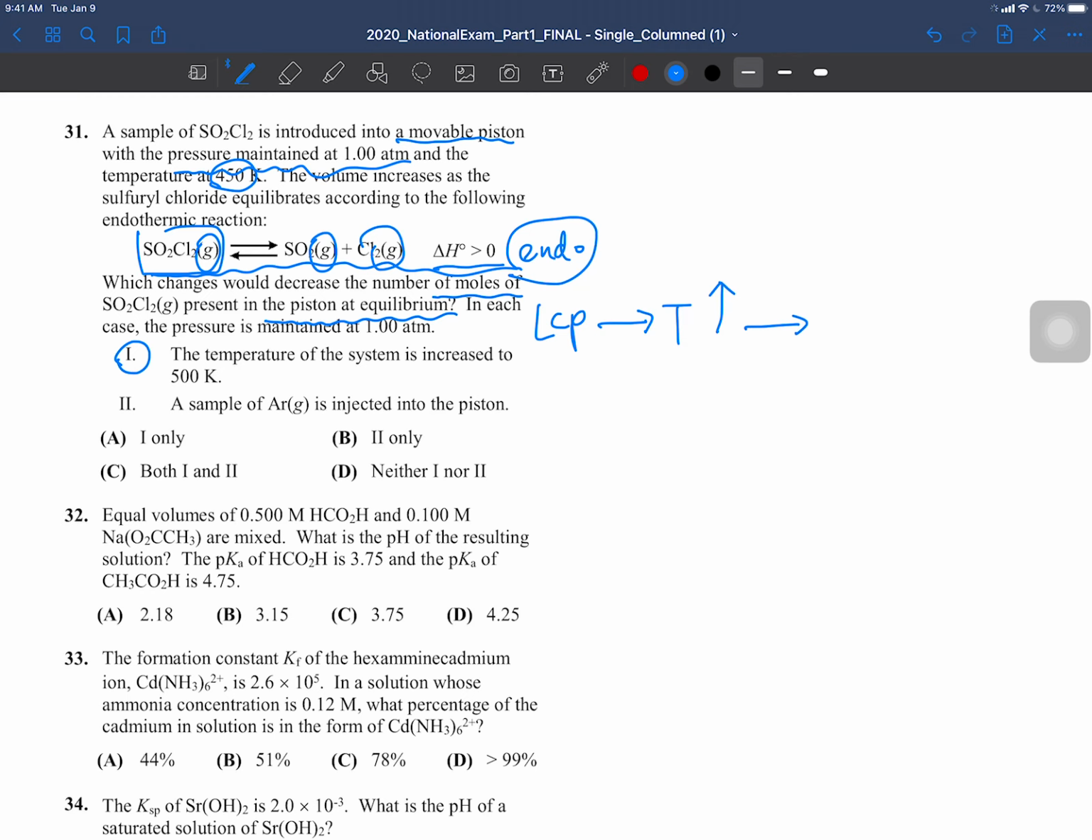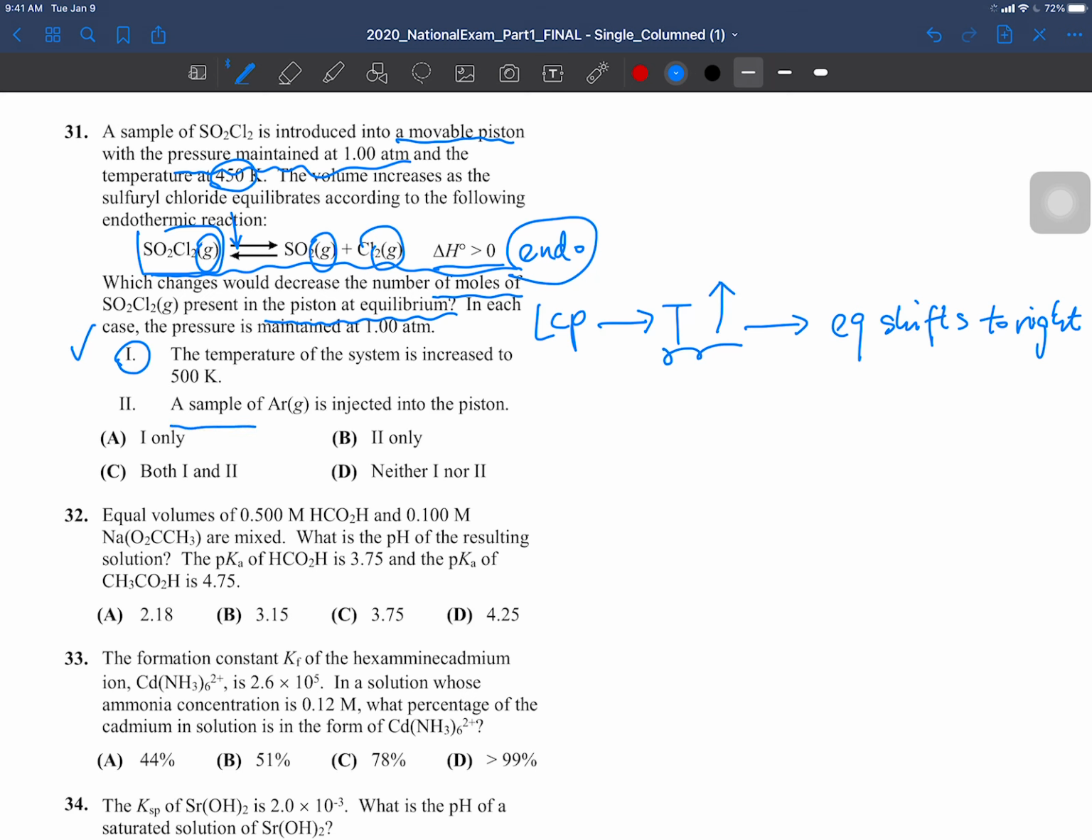It will shift to the products, right? Because we want to reduce the change, which means we want to lower down the temperature increase, which will need to absorb some heat. So equilibrium shifts to the right side. Obviously, this will decrease the moles of the reactants, so this is correct.